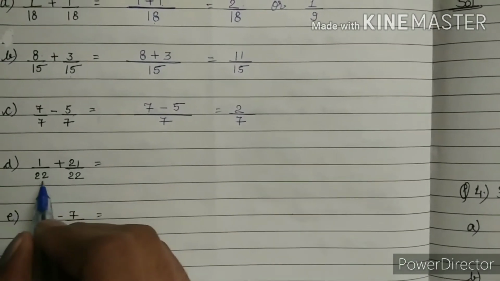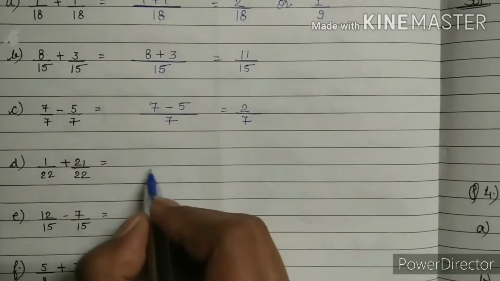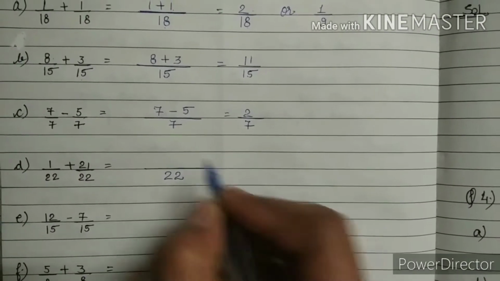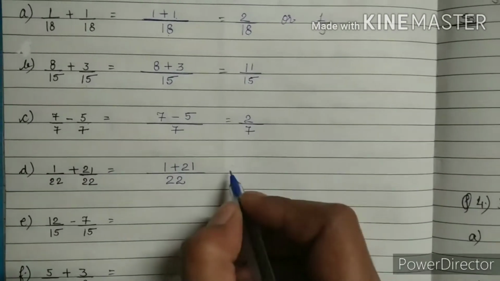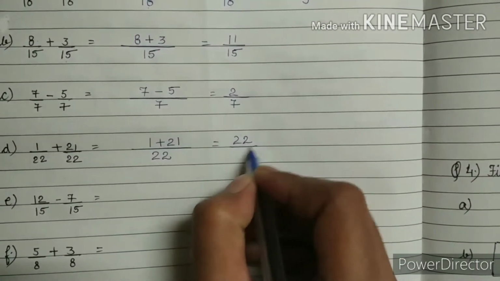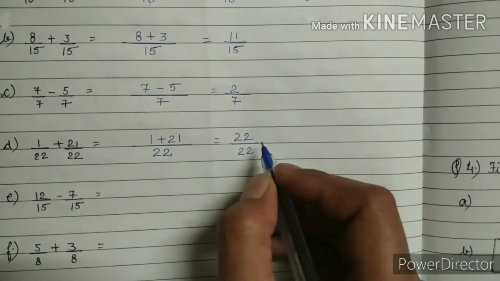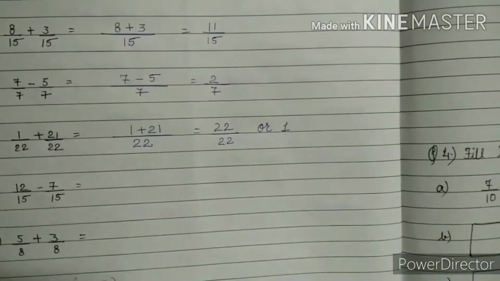D is 1 by 22 plus 21 by 22. The denominator is the same, that's why we are writing it one time, and 1 plus 21 as it is. 1 plus 21 is 22 and 22 as it is. You can see 22 and 22, so we can cancel it and it will give us 1.